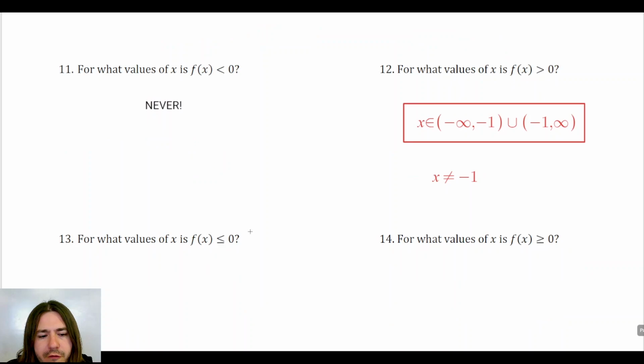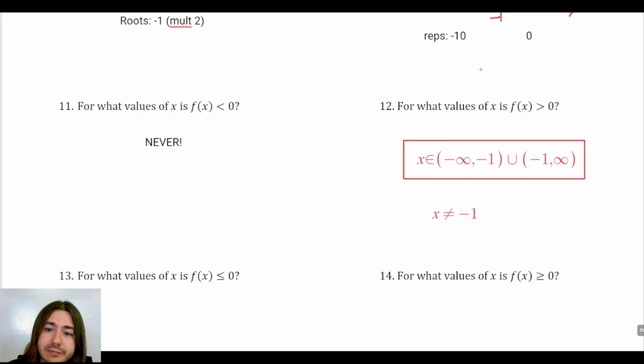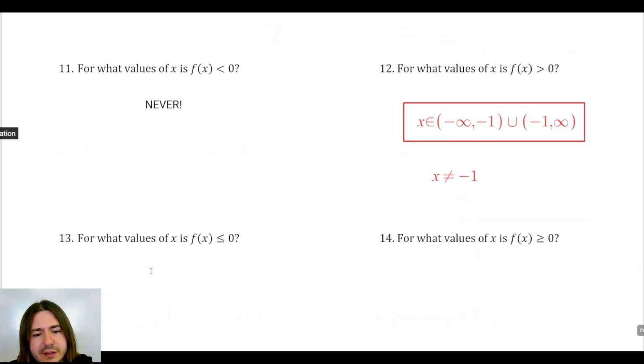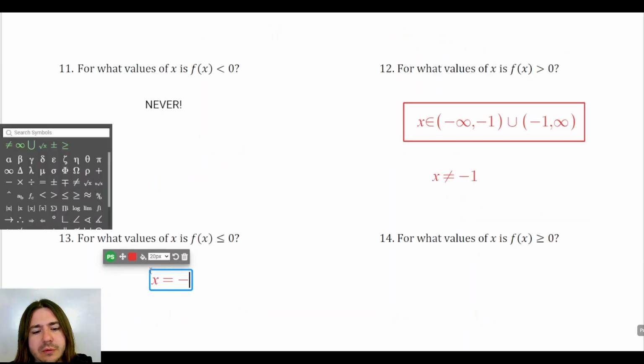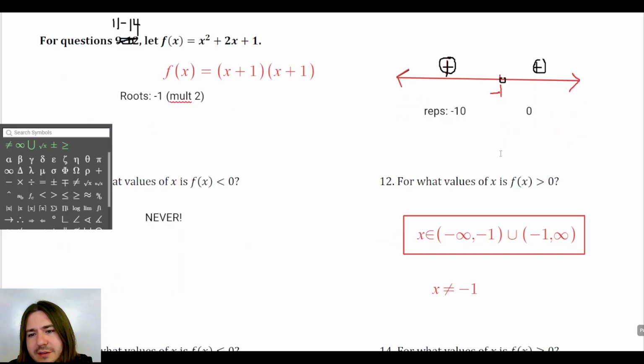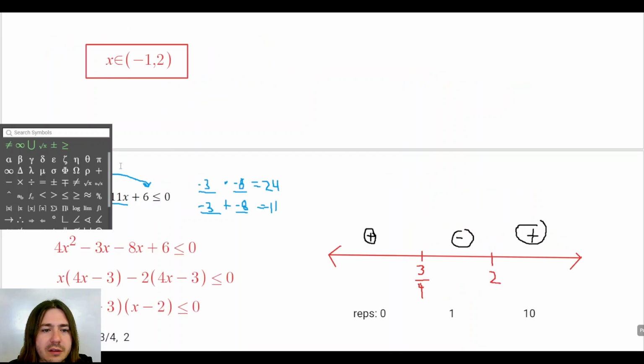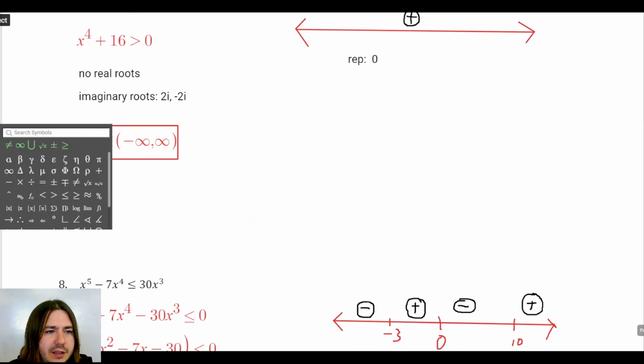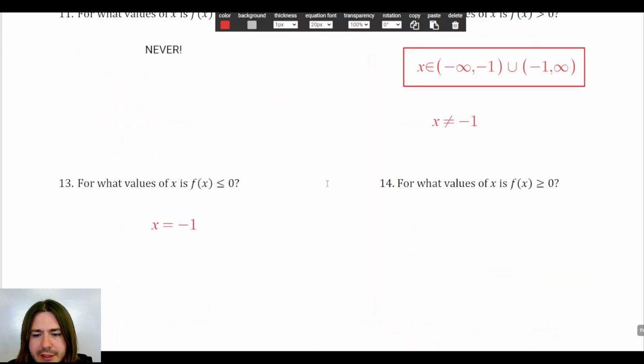For what values is f of x less than or equal to 0? Technically at -1 it's equal to 0, so that's the only place where it's less than or equal to 0. So we'll just say x is -1. And for what values of x is f of x greater than or equal to 0, that's going to be everything, because it's greater than 0 here, greater than 0 here, and then it's 0 here. So the answer there is all real numbers, or if we use set notation, -infinity to infinity. And I believe that's the last question.